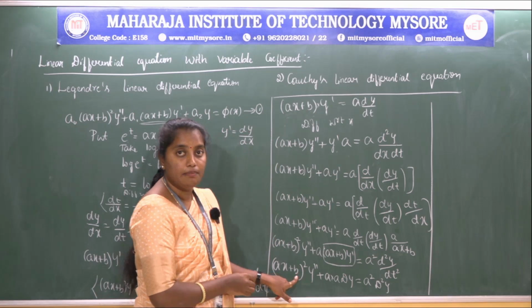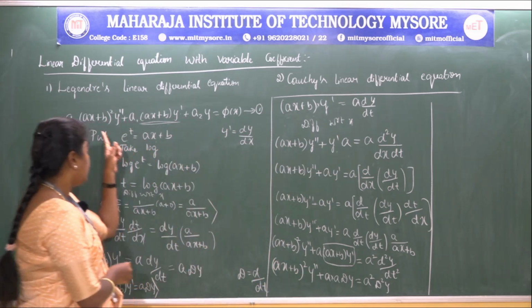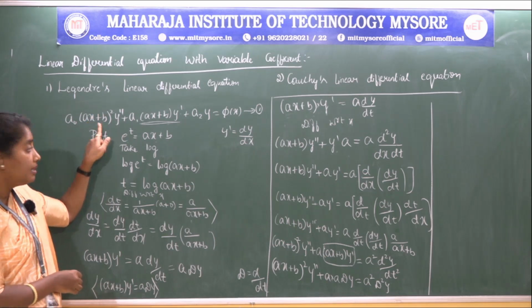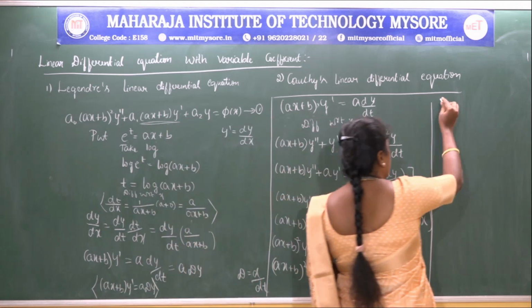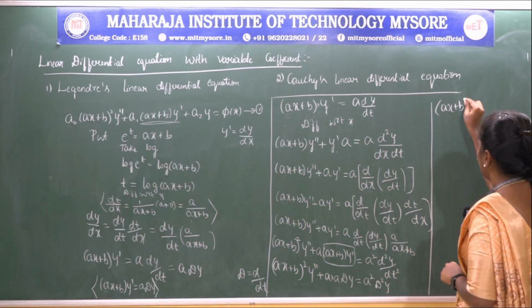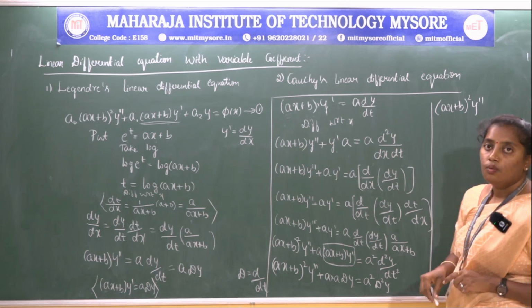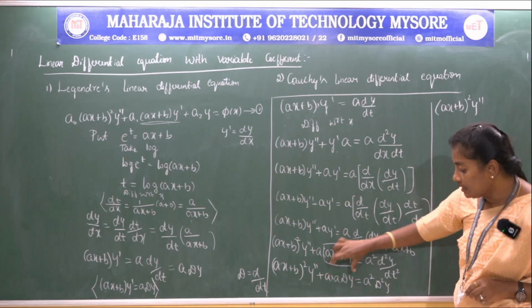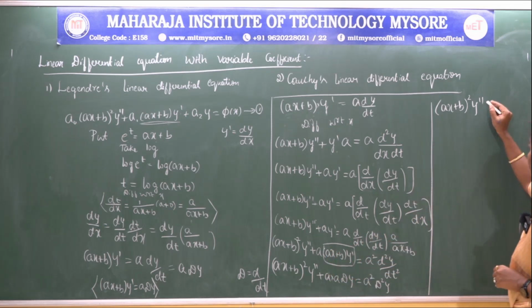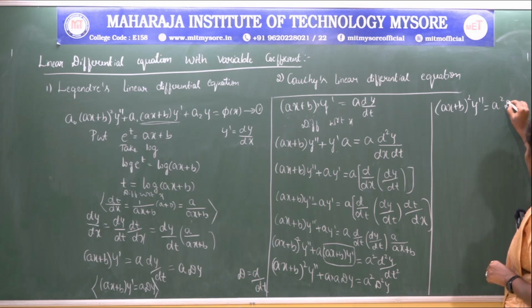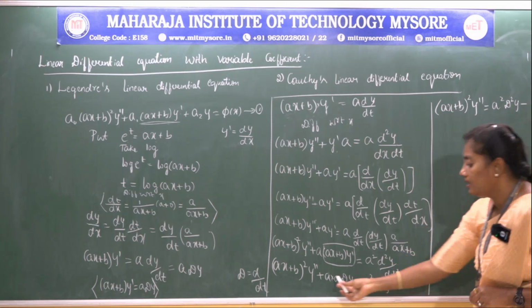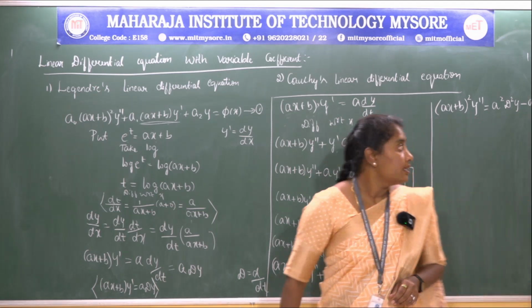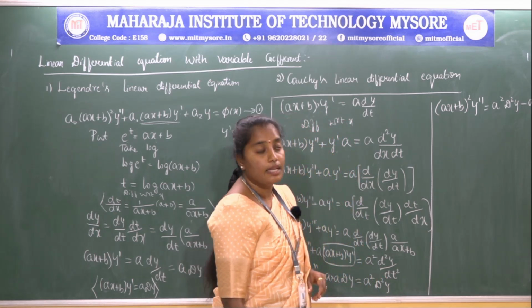Here we have (ax plus b) whole square y double dash. Again we need the same term in equation number 1, (ax plus b) whole square into y double dash. Taking this term to the RHS, we get a square into D square y minus a into a square into Dy, that is, a square into D square y minus a square into Dy.